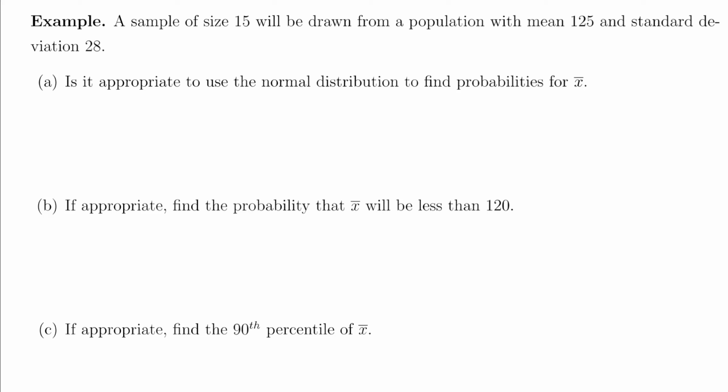Now let's read through this next one. It says a sample size 15 will be drawn from a population with mean 125 and standard deviation of 28. Let's think about our first question. Is it appropriate to use the normal distribution to find the probabilities for x bar in this case? Take a moment to reread it and think to yourself, is it appropriate? If so, why? If no, why?